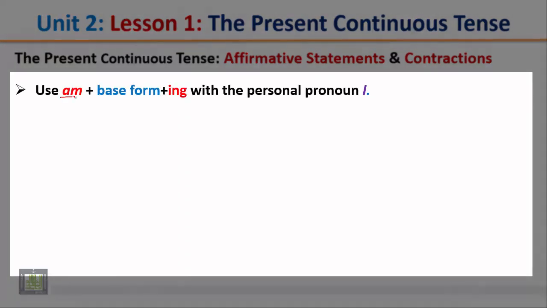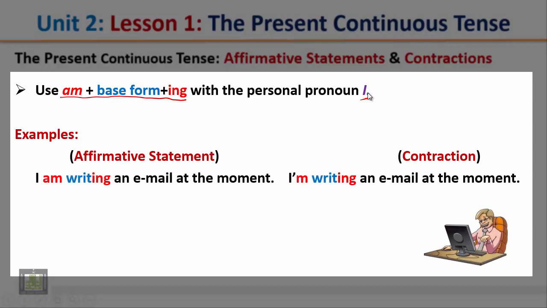Use am plus base form plus ing with the personal pronoun I. Example, I am writing an email at the moment. Notice here, after the pronoun I, we use am plus the base form plus the ing. So this is the present continuous tense. The contracted form, I'm writing an email at the moment.